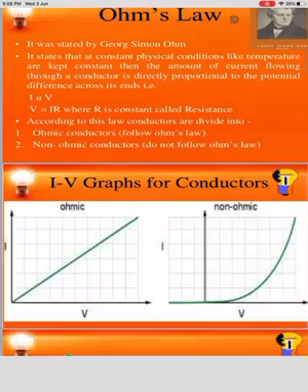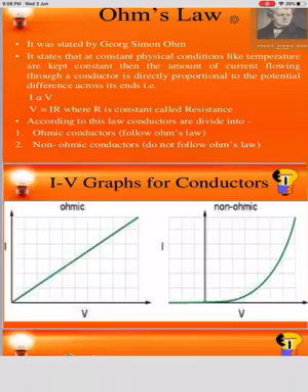He stated that, at constant physical conditions like temperature, the amount of current flowing through a conductor is directly proportional to the potential difference across its ends. That means V is proportional to I, so voltage has a direct relationship with the electric current. That means potential difference V is equal to a constant term, R. R is what? Resistance.